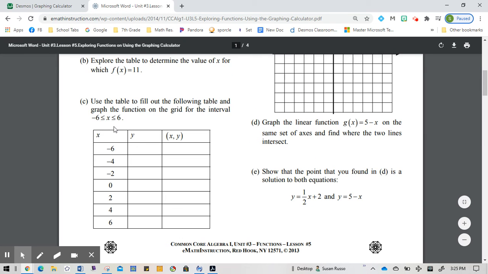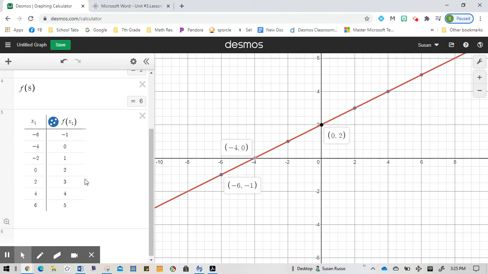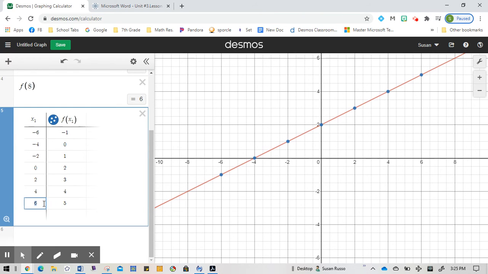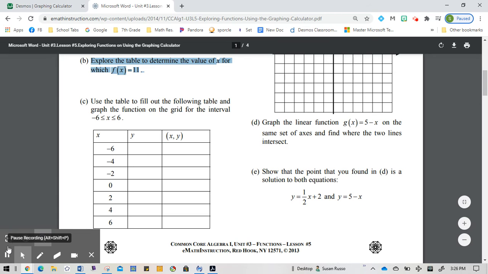I'm going to scroll back up here. Question B asked, explore the table to determine the value of x for which f of x, that's the output, equals 11. So when is the output 11? Well, it's not 11 yet. Let me see if I keep hitting the inputs. Oh, here's an output of 11. The input was 18. So when x is 18, our output is 11. So this graphing calculator, this Desmos, does great things for us for free. We don't have to do any work, just know what to plug in.